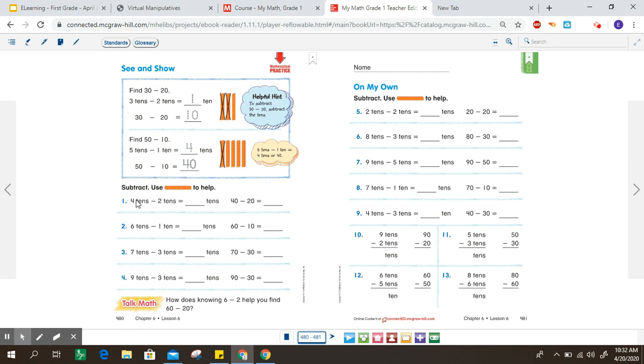It talks about it in groups of tens, and then it has the whole number written. So 4 tens minus 2 tens equals, and you're going to write how many tens, and then you're going to finish it out. 40 minus 20 equals, and write your answer.